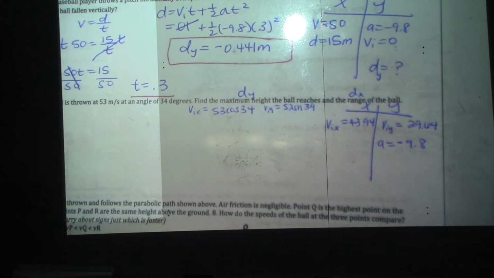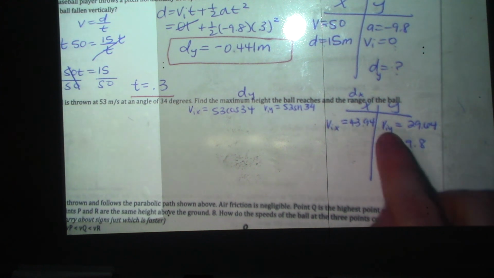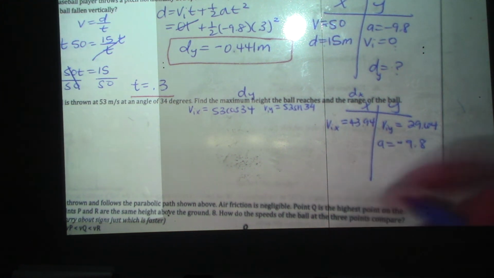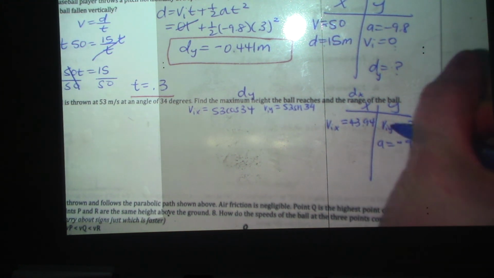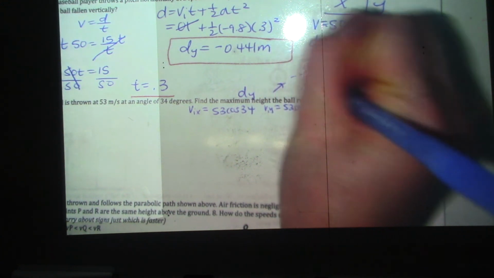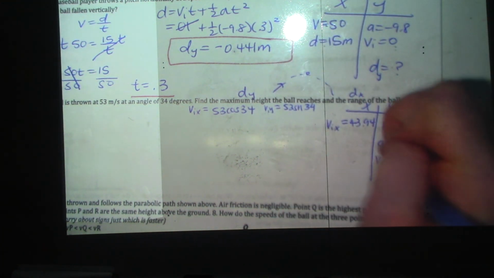Gravity is accelerating it. And then I have an initial velocity. Your y velocity is 0 at the top. That's not at the beginning because I'm pointing up, right? That's going to be later on. So I'm going to say that VF is 0.